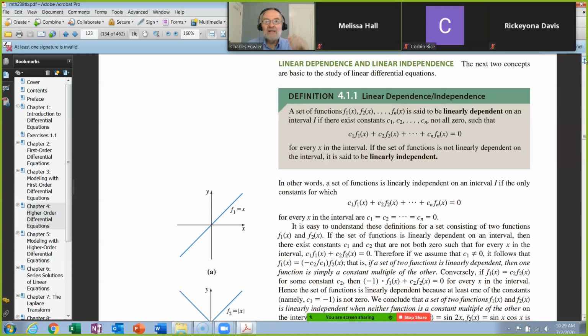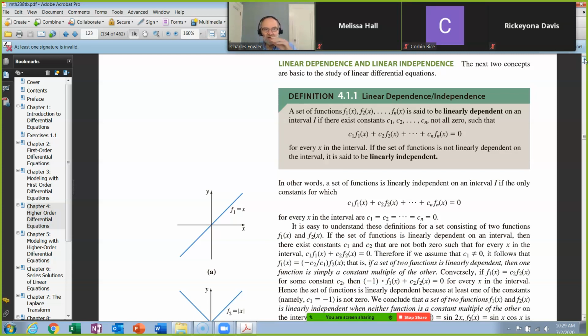Okay. Linear dependence and independence. We've got about 15 minutes left. The next two concepts are basic to the study of linear differential equations: linear dependence and linear independence. So what you have is a set of functions, f1 of x, f2 of x, f3 of x, f4 of x, all the way up to f sub n of x.